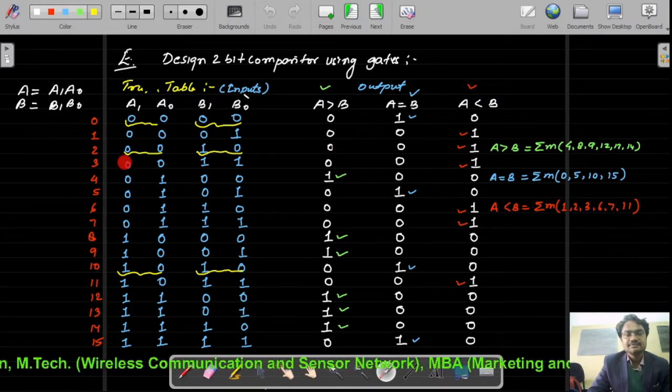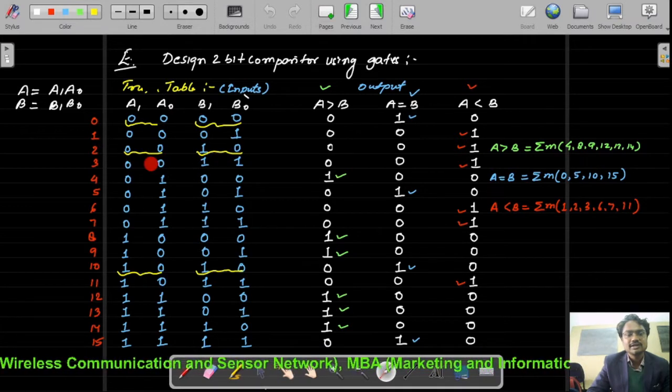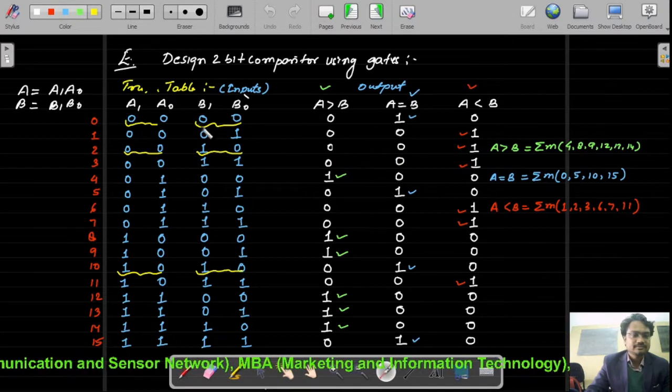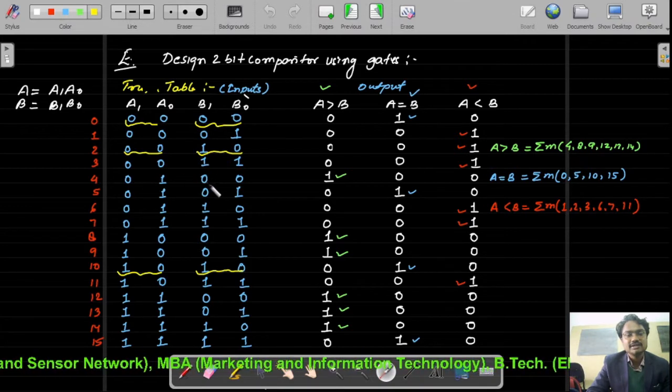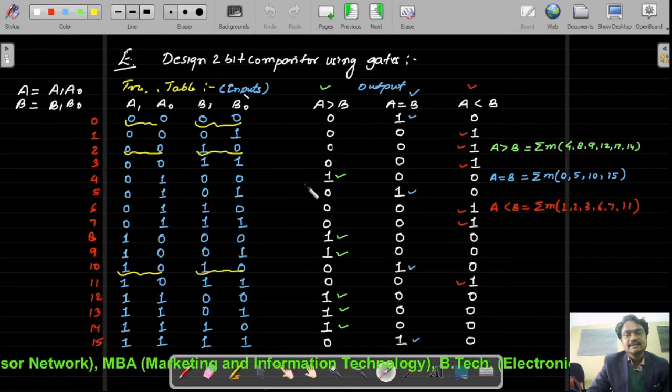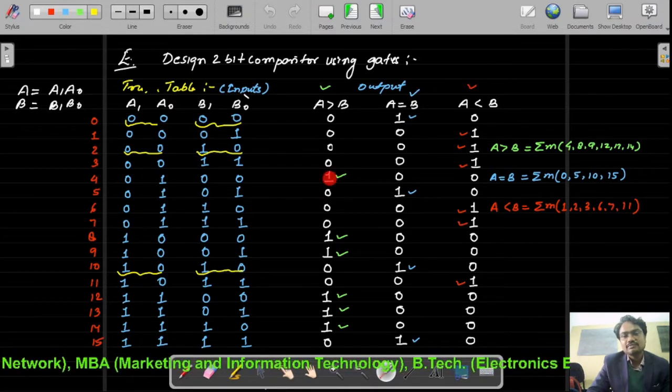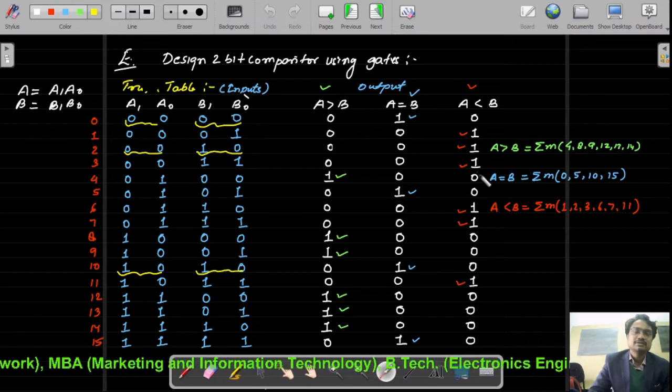In the fourth row, A is 0 0 and B is 1 1, so the magnitude of A is 0 and the magnitude of B is 3. Again A is less than B, so we mark 1 over here, and the remaining 2 are 0. Now in the fifth row, A is 0 1, its magnitude is 1, and B is 0 0, meaning magnitude 0. Here the condition is A is greater than B, so we mark 1 over here, and the remaining 2 are 0.